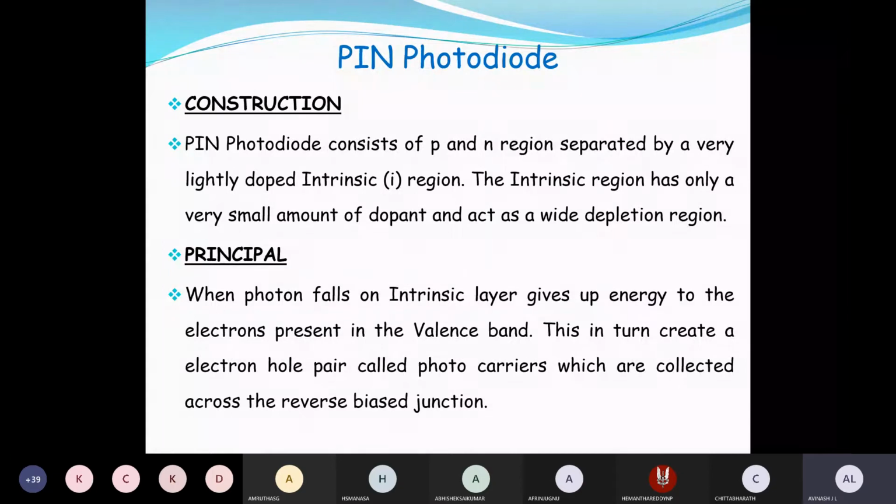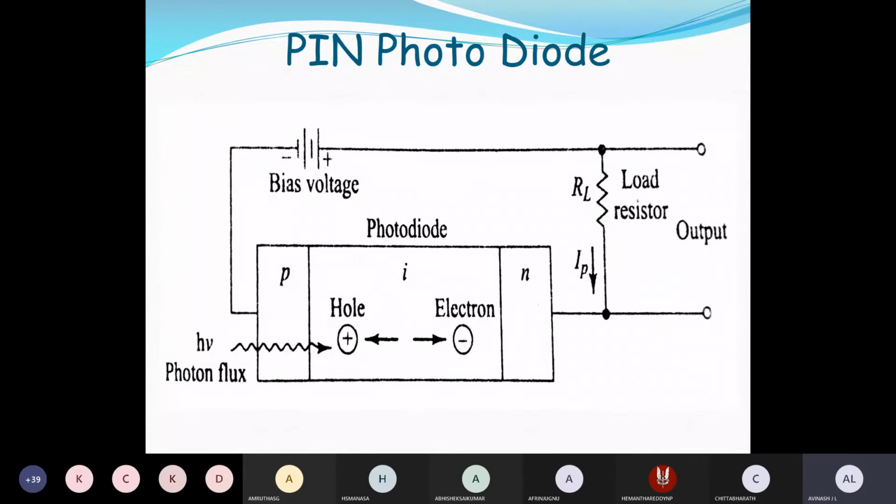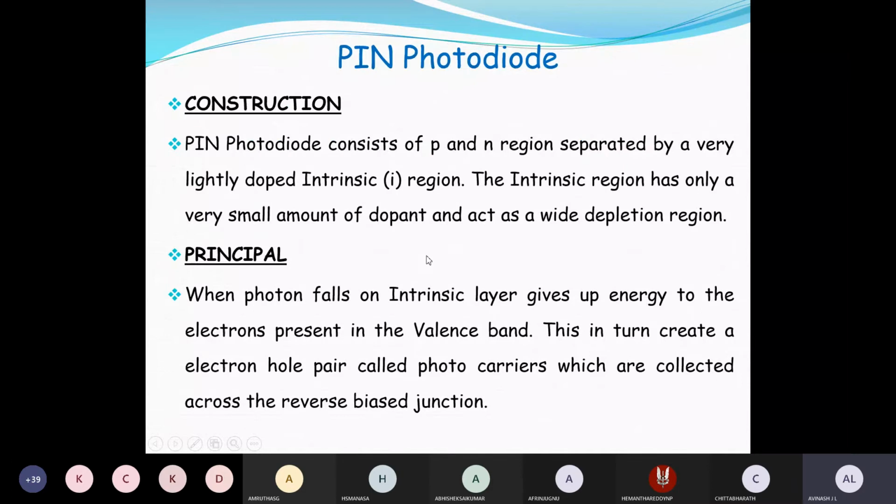So it is not like a PIN diode, pin diode. It is like a photon. The I is the intrinsic layer, where photon ionization takes place, with a p-type and an n-type semiconductor. Here you can see that ionization is taken by I, and n-type is n-type semiconductor, PIN photodiode.